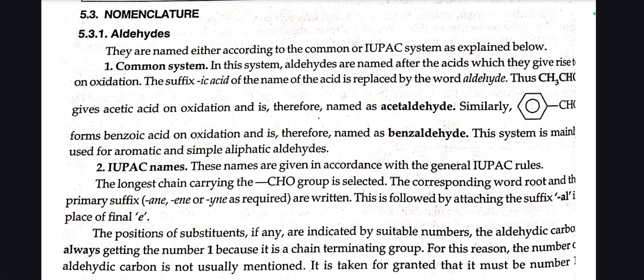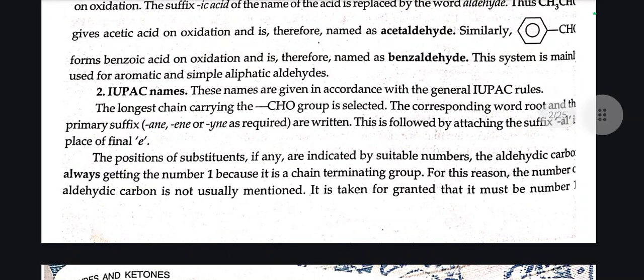Second is IUPAC names. These names are given in accordance with the general IUPAC rules. The longest chain carrying the CHO group is selected. The corresponding word root and the primary suffix ane, ene, or yne, as required, are written. This is followed by attaching the suffix al in place of the final e. The positions of substituents, if any, are indicated by suitable numbers, the aldehydic carbon always getting the number 1 because it is a chain-terminating group. For this reason, the number of the aldehydic carbon is not usually mentioned. It is taken for granted that it must be number 1.